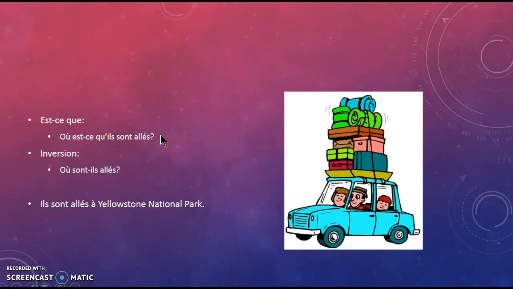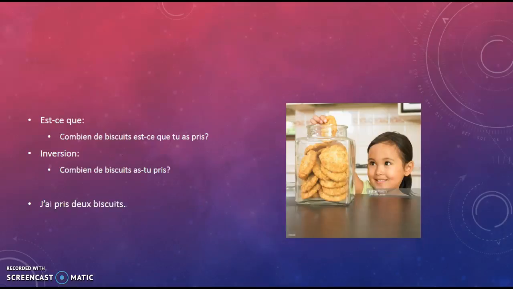Or, où sont-ils allés? So, notice not only do I have the helping verb here switching places with the subject, I also have an S on my past participle to show that there's multiple people. Ils sont allés à Yellowstone National Park pour faire du camping, if they're going camping. So looks like there's some sleeping bags.